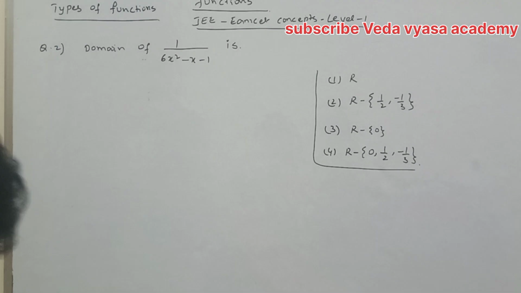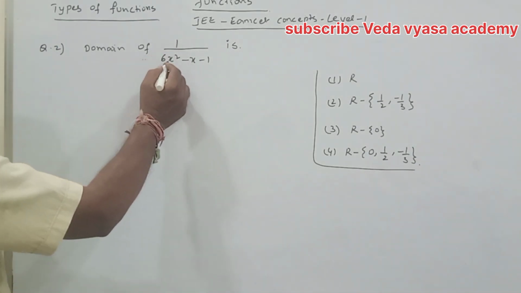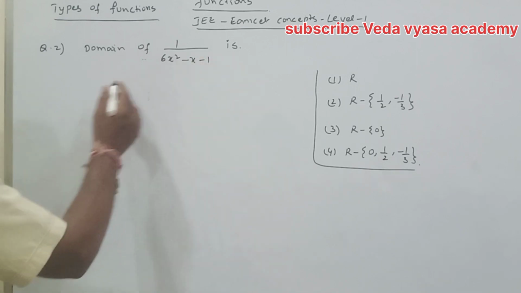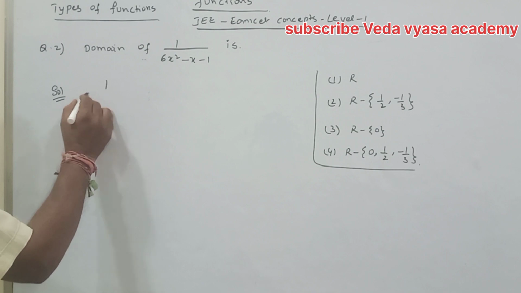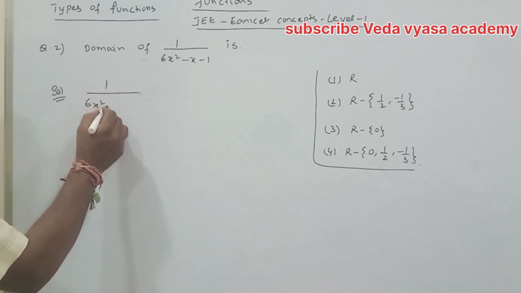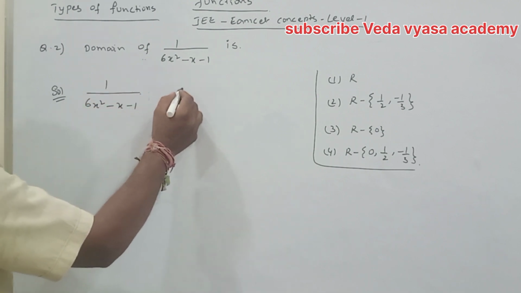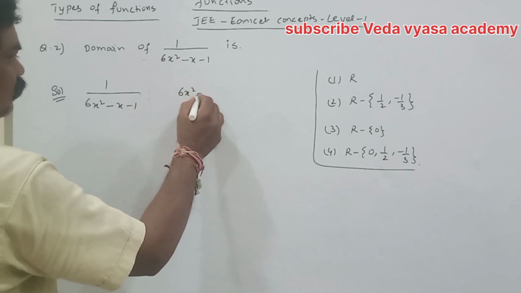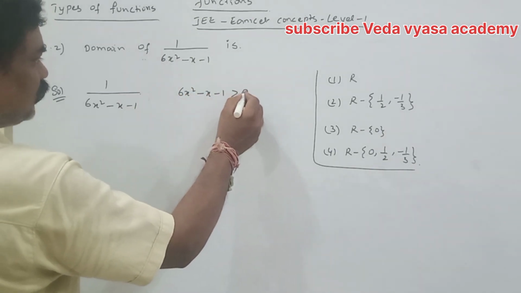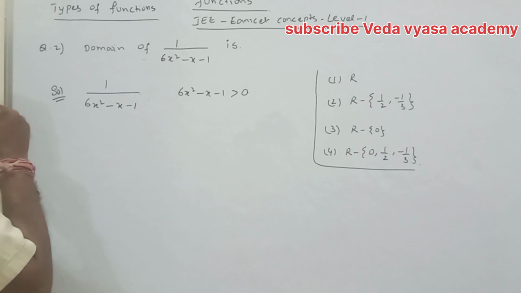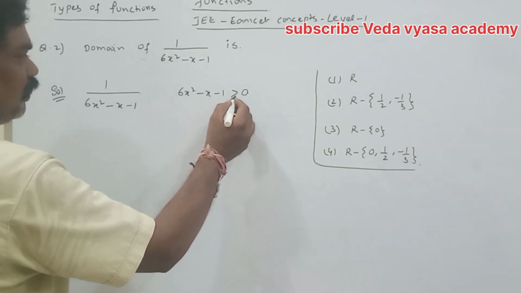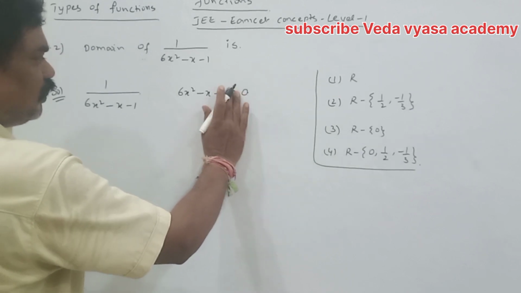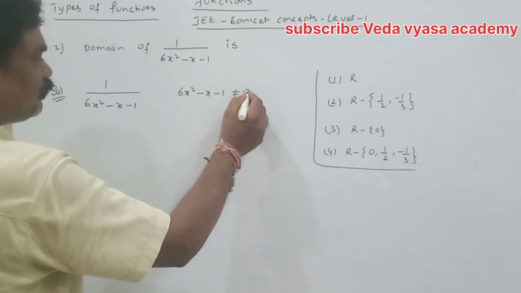Here we have one more problem on functions. Domain of 1 by 6x square minus x minus 1. So we have 1 by 6x square minus x minus 1. This 6x square minus x minus 1 is not equal to 0.